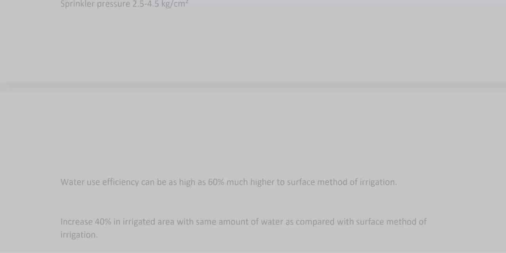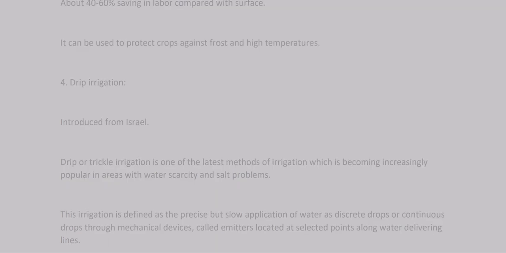Saving of water from 25 to 50% for different crops. Discharge rate is more than 1,000 liters per hour. Sprinkler pressure 2.5 to 4.5 kg per cm squared. Water use efficiency can be as high as 60%, much higher compared to surface methods of irrigation. Increase of 40% in irrigated area with the same amount of water as compared with surface method of irrigation. About 40 to 60% saving in labor compared with surface. It can be used to protect crops against frost and high temperatures.